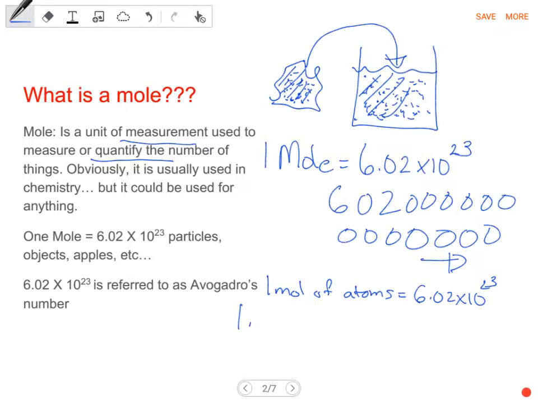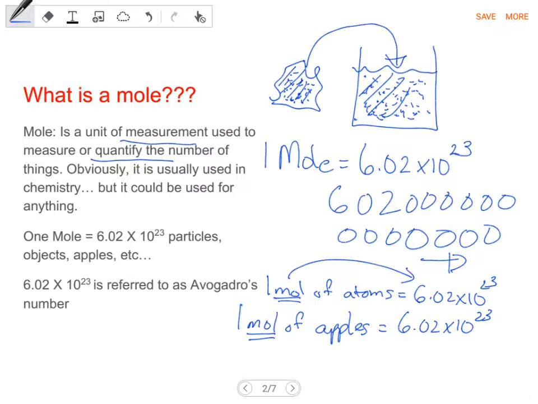If I said you have 1 mole of apples, well, guess how many apples you have? You have 6.02 times 10 to the 23. My point is, the mole is not necessarily associated with chemistry. It's simply a way of quantifying an amount. If you say dozen, you mean 12. If you say mole, you mean 6.02 times 10 to the 23.